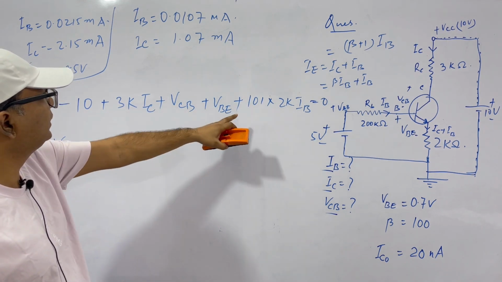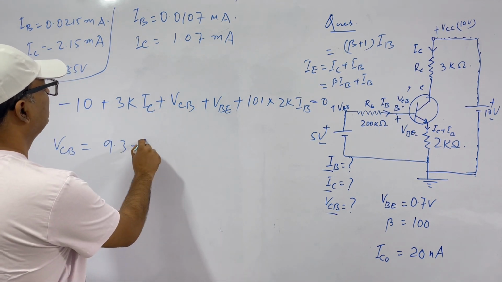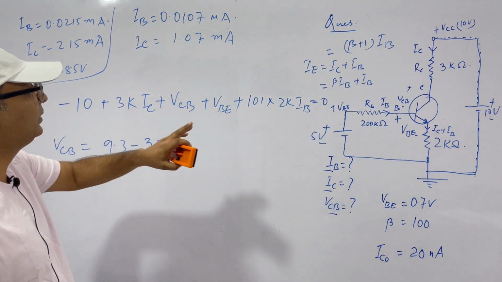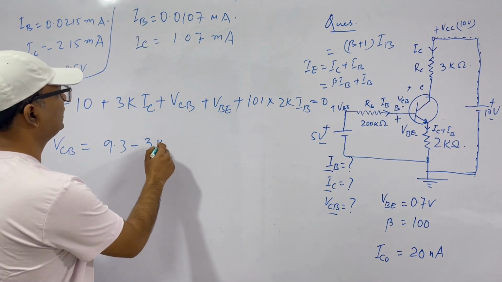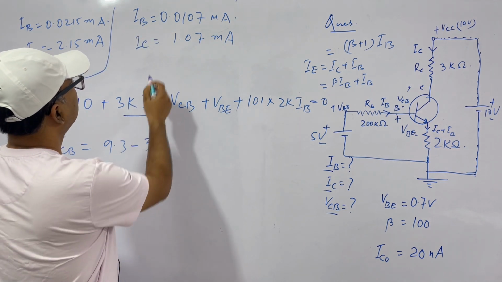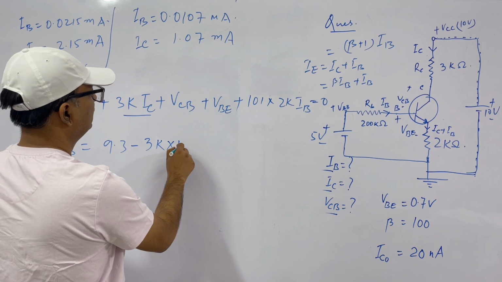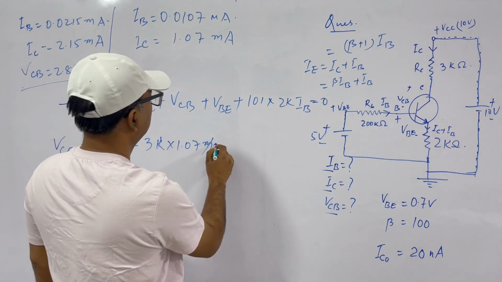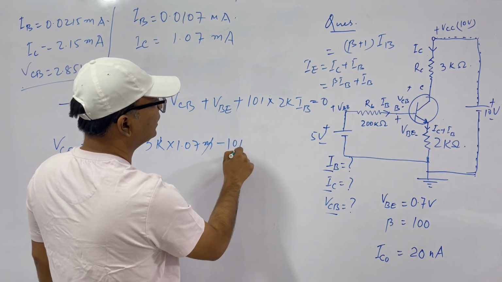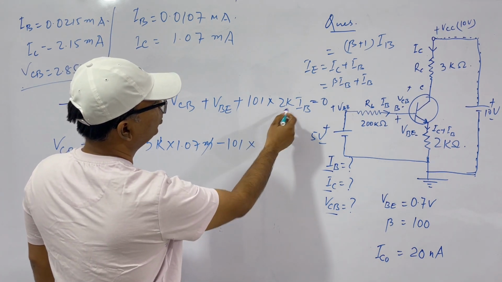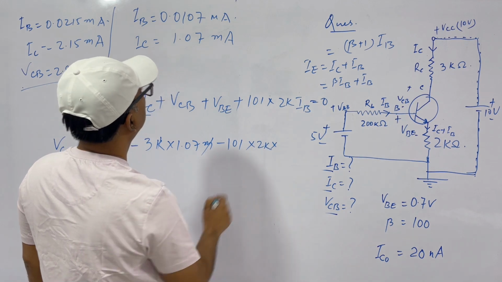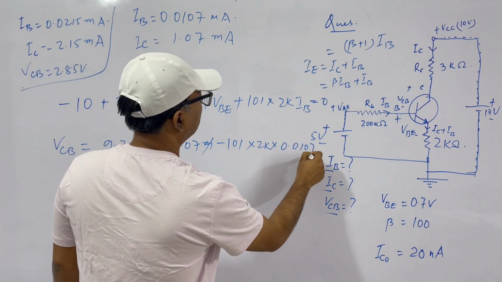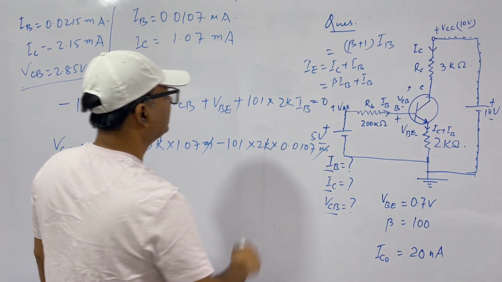Clear? VCB is 9.3 minus 3K into IC. You can convert IC and IB also, but we have the value, so we will put it directly. 3K into IC. IC is this 1.07 milli. So milli and kilo cancel, and here this is minus 101 into 2K into IB. What is IB? IB is 0.0107 milli. So milli and kilo cancel.